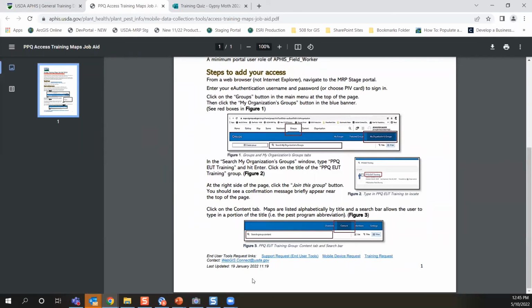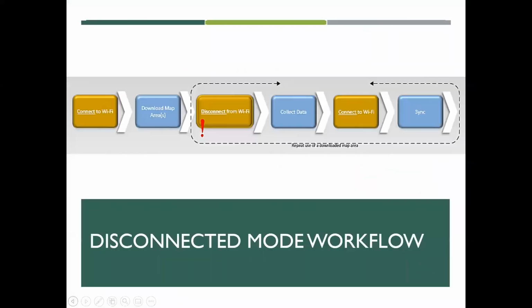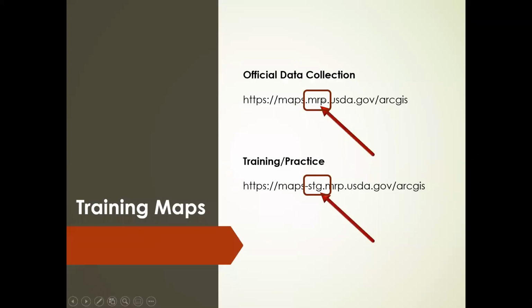Accessing the official map, which we talked about here, accessing the official European Gypsy Moth map, you'll need to submit yourself, someone has to submit your name to add you to that group, and then you'll see that official map. So I hope that answers any questions there.